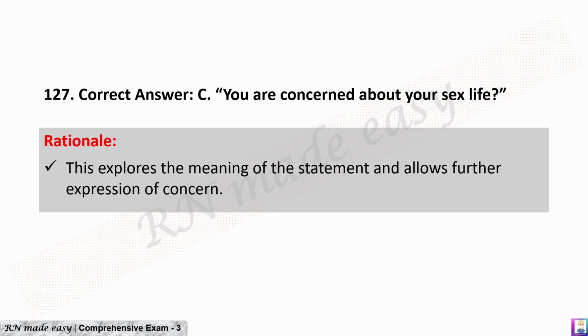The correct answer, C. You are concerned about your sex life. Rationale. This explores the meaning of the statement and allows further expression of concern.